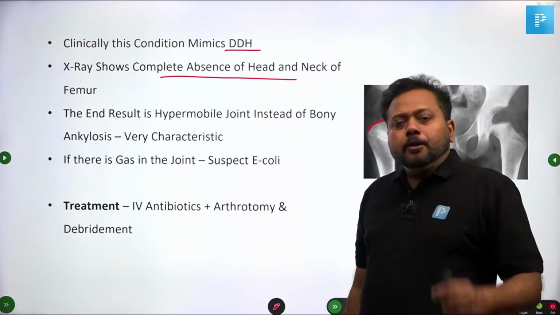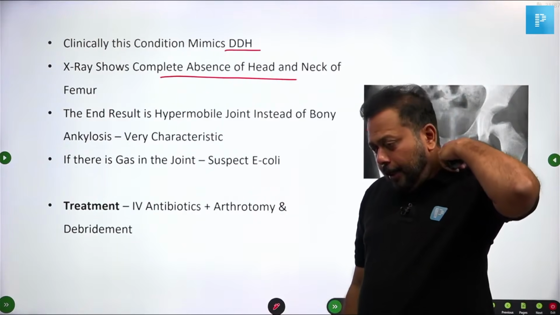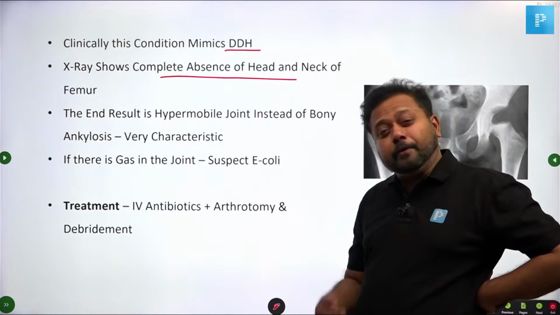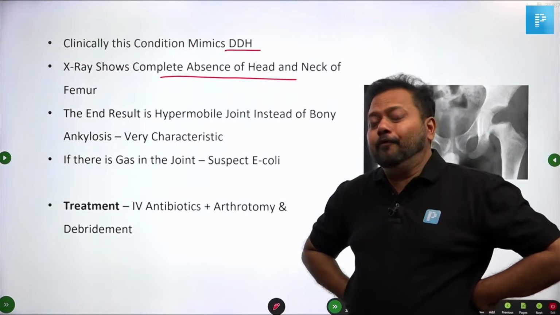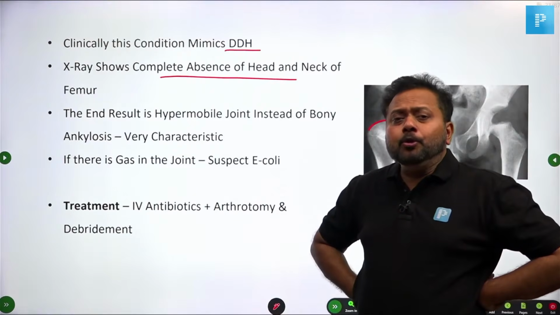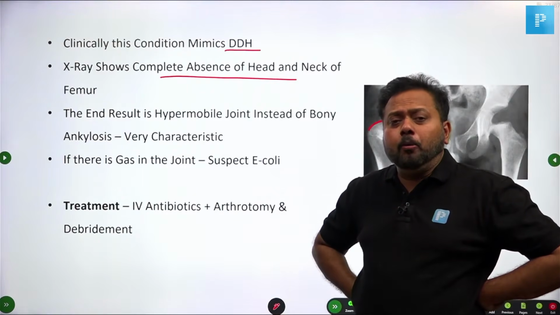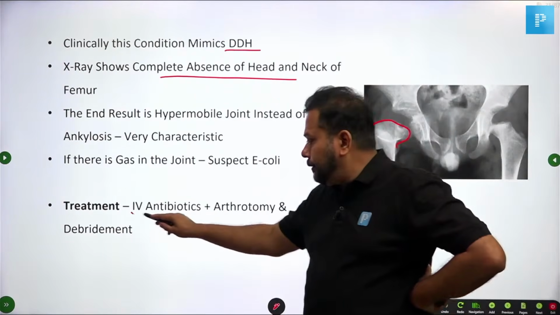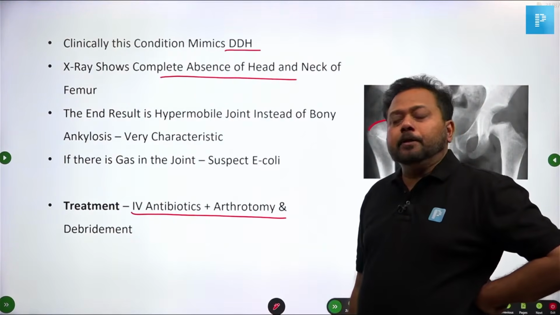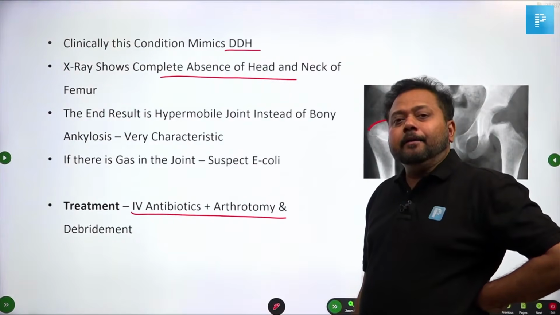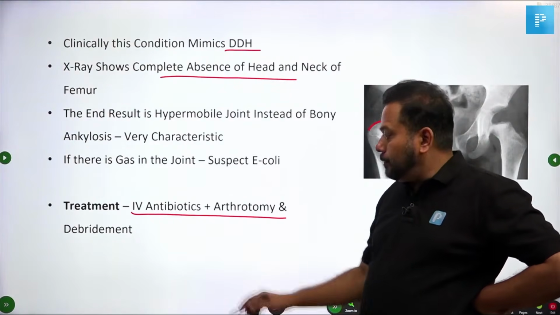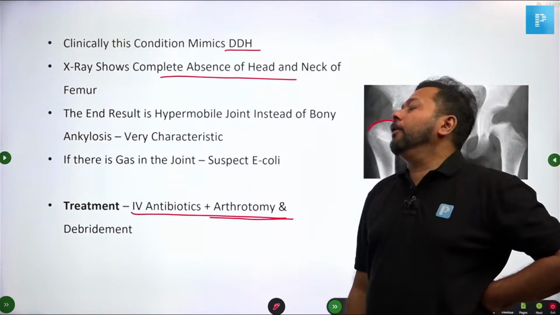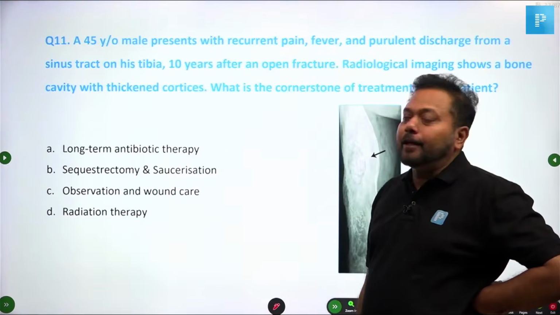Treatment is, early diagnosis is a must, otherwise it will go for permanent disability. Most of the time it will damage the growth plate, will go for permanent disability. When you are clever enough to pick it up on day 1 or day 2, treat it aggressively with an antibiotic. Arthrotomy means open the joint and clean the joint. That's called debridement. So IV antibiotic, arthrotomy and debridement is the only treatment that is available for Tom Smith's arthritis. We'll move on to the 11th question.